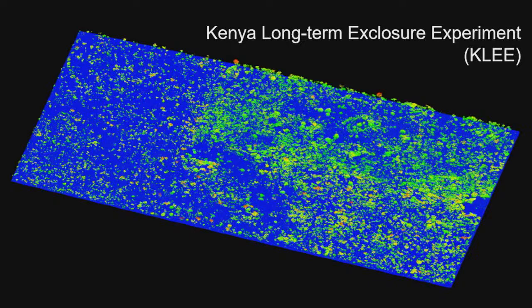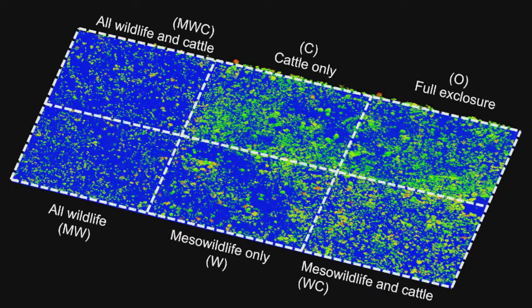So this is the Kenya long-term exclosure experiment. Each of these plots is 4 hectares, so 200 meters by 200 meters, with 6 different treatments that progressively exclude more of the herbivore community, and in this case, crossed with cattle.